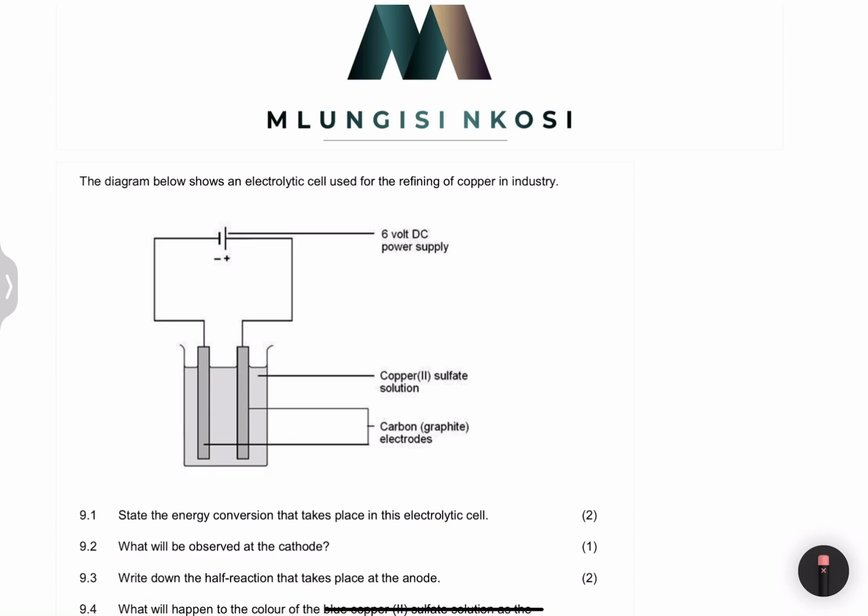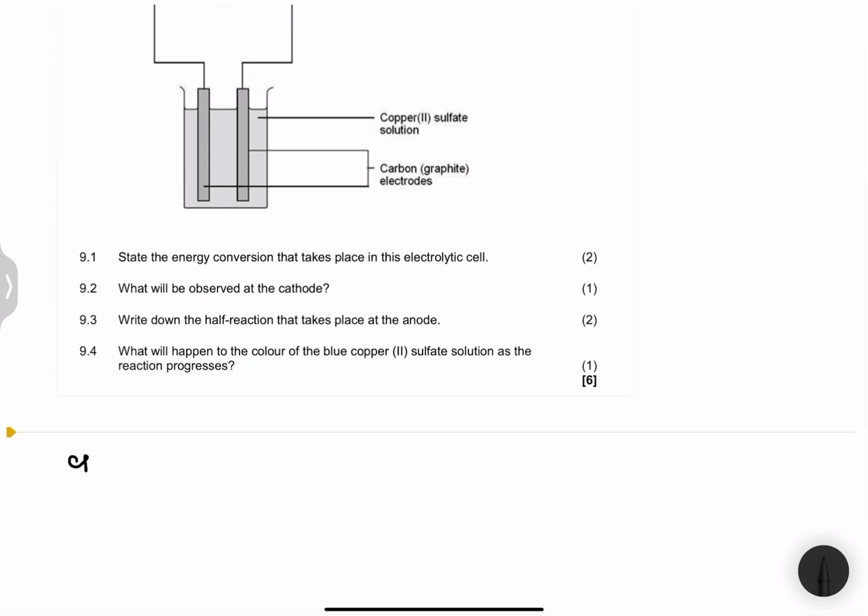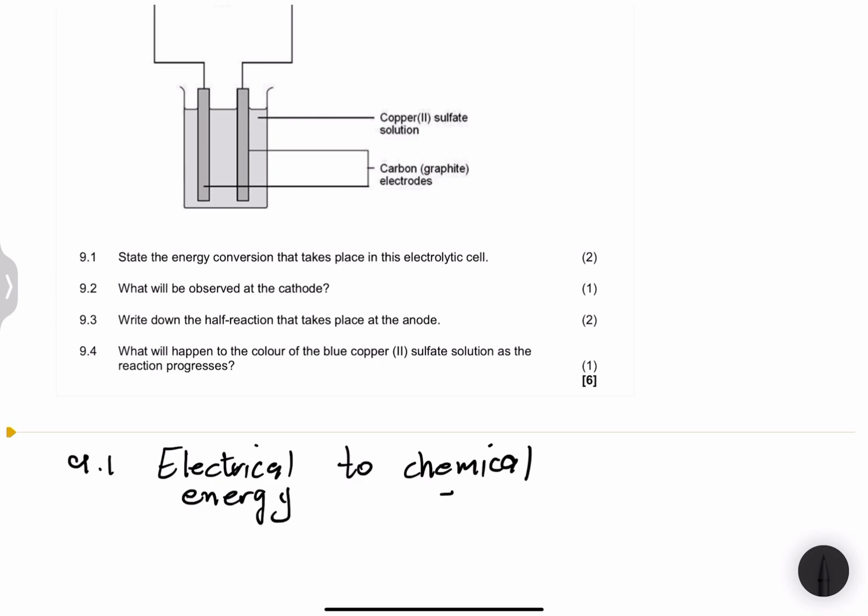So they say state the energy conversion that takes place in the electrolytic cell. So we know that the electrolytic cell will always convert electrical energy to chemical energy. Now, this is obviously in stark contrast to the galvanic cell that converts chemical energy to electrical energy. Sorry, I forgot to write energy in both instances.